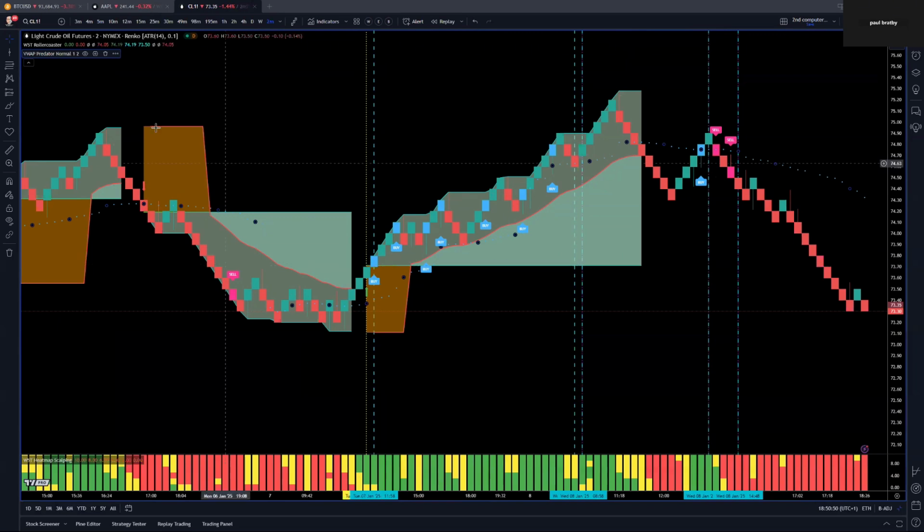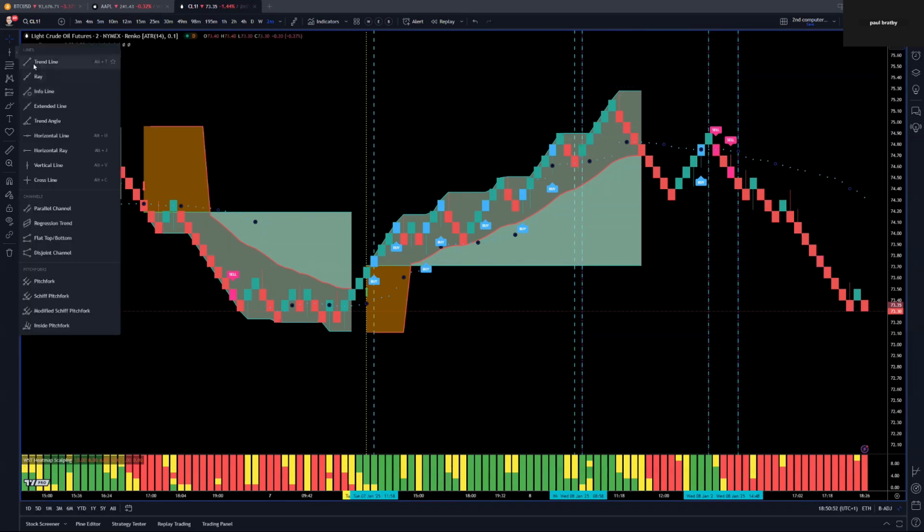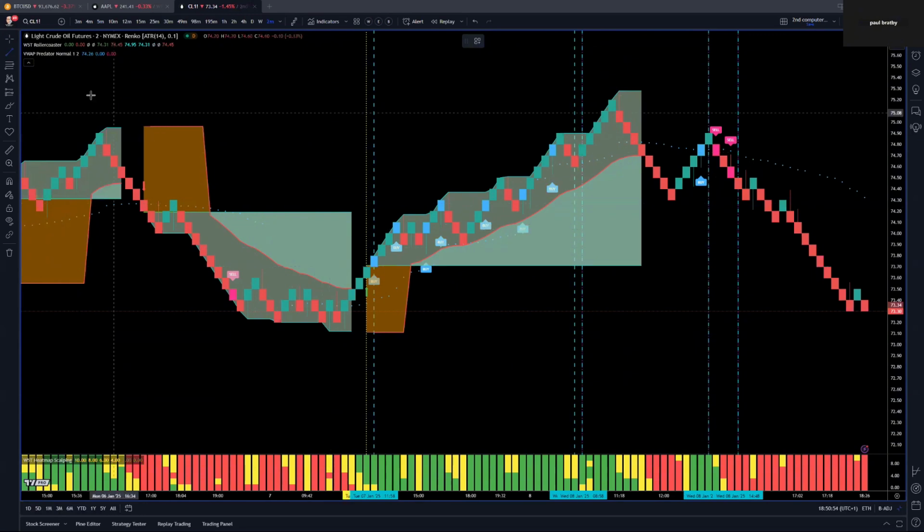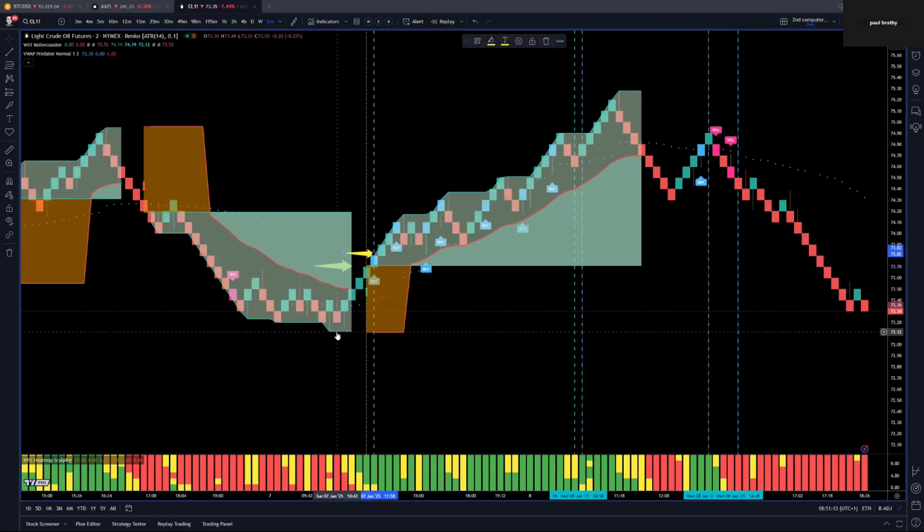So you get one contract at this point here. Just put a line in. In fact, let's put an arrow in. And that's 73.71. Then we get that signal candle close, so we put another buy order in at 73.82 to add to that position.